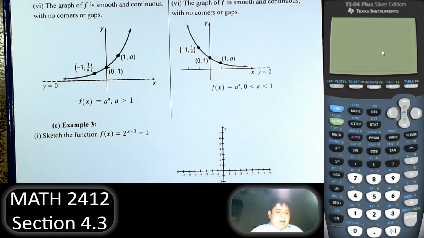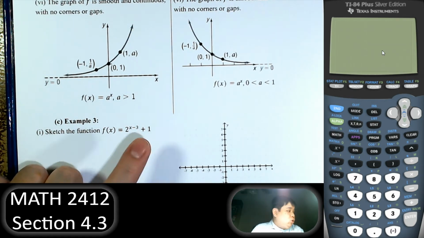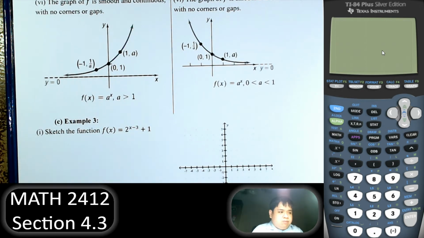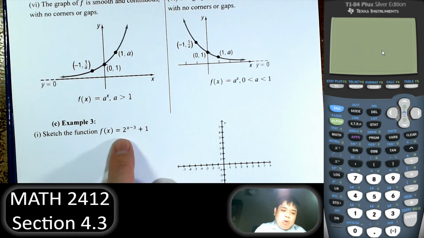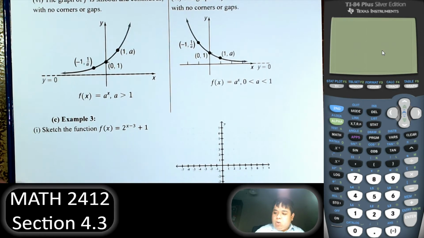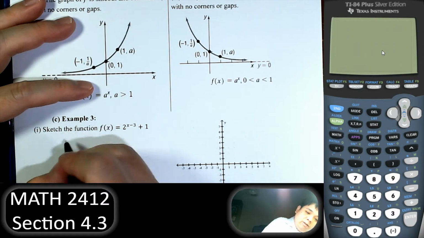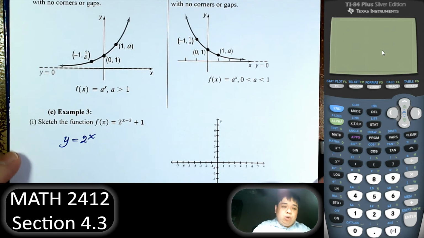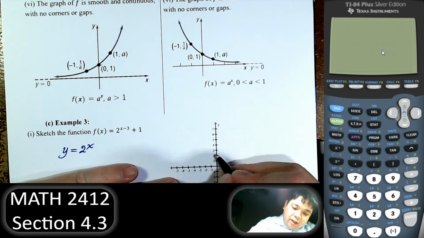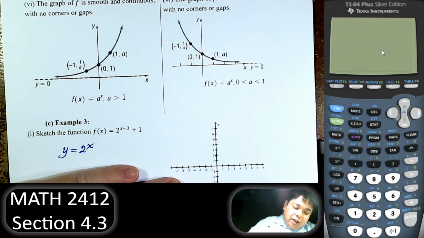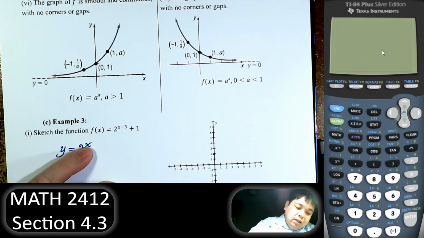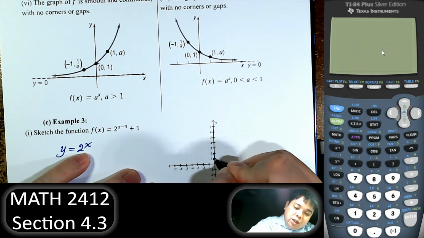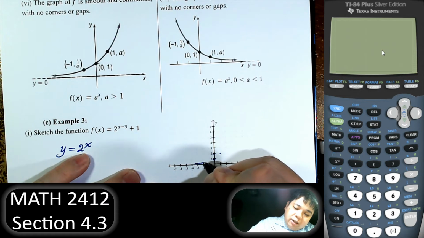Now with that, how do we sketch some exponential function like this, just based on transformation? So f of x equal to 2 to the x minus 3, plus 1. So first of all, if we look at the basic function of 2 to the x, when x equal to 1, x equal to 0. So 2 to the x will look like this.